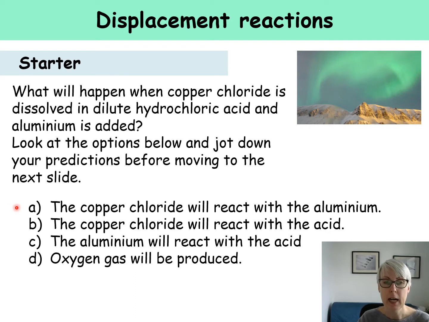So do you think A, the copper chloride will react with the aluminium? Or B, the copper chloride will react with the acid? C, the aluminium will react with the acid? Or D, oxygen gas will be produced? So pause, have a little think, jot down some letters, and then we'll move on to the next slide.